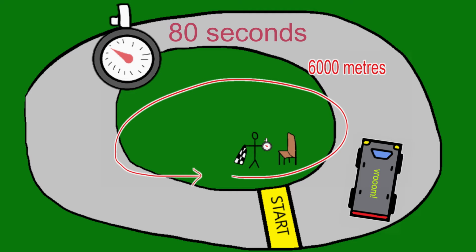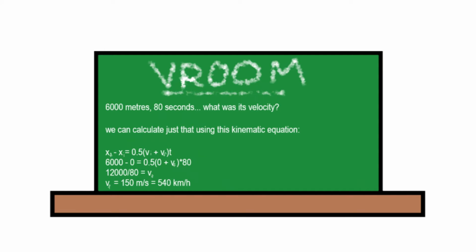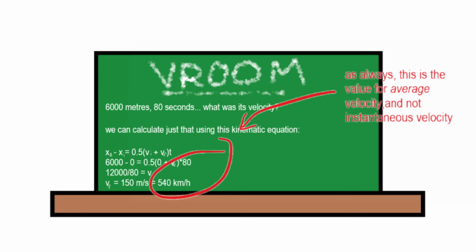I guess there really only is one question now. How fast was it going? Well, plugging in what we know into the relevant kinematic equation, we get that it was traveling at a speed of 150 meters per second, which is about 540 kilometers per hour. Notice that this is merely the average velocity, not the velocity of the car at every moment of the race.